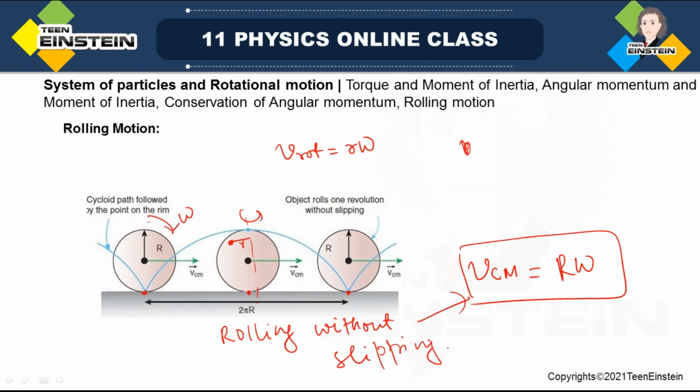This is the condition for rolling without slipping. VCM, the linear velocity of the center of mass, has to be equal to R omega, that is the translational motion due to rotation at any instant of time. Okay, now we'll find out the velocity for this top point and this bottom point.